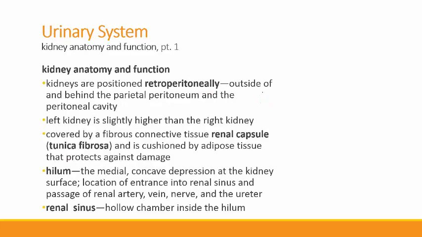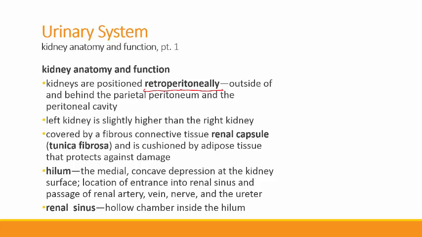So let's think about the kidneys and where they're located. They are found what is referred to as retroperitoneal to the abdominal body cavity. So retro meaning behind, peritoneum is a reference to the serous membranes that are found associated with the abdominal cavity. So they are found behind those serous membranes.